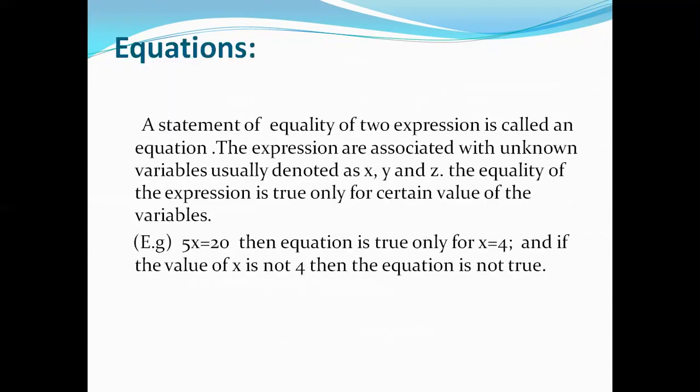Equations. A statement of equality of two expressions is called an equation. The expressions are associated with unknown variables, usually denoted as x, y, and z. The equality of the expressions is true only for certain values of the variables. If 5x equal to 20, then the equation is true only for x equal to 4, and if the value of x is not 4, then the equation is not true.